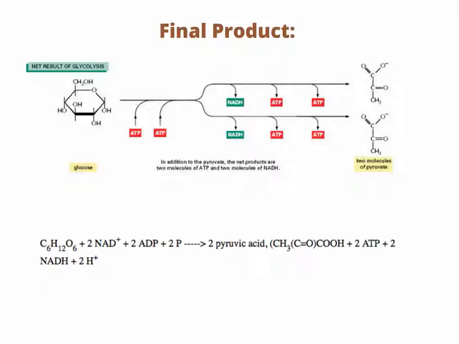Basically, we're going to give up 2 ATP. We're going to get back 4. We're going to get back 2 NADH. The only thing of note here is that with the ATP that we get back, it's actually a net of 2 ATP instead of 4 because we used 2 originally. So we gave up 2, we got back 4, but we get a net of 2 ATP. And then below you can see the chemical equation for glycolysis.